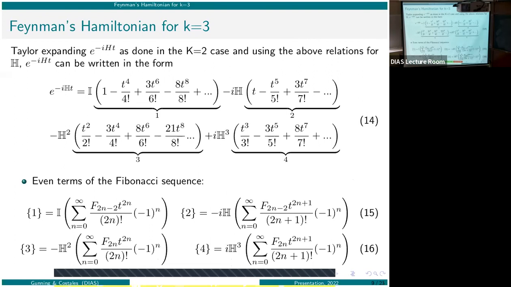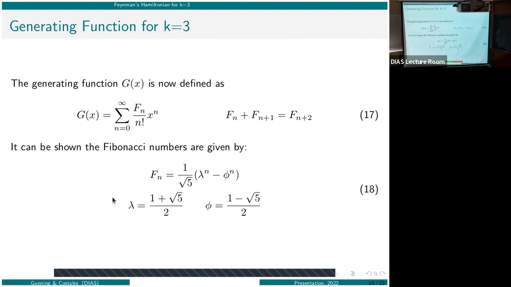We grouped together the terms by the identity matrix, H, H squared, and H cubed. Although they were familiar from the cos and sine Taylor expansions, their coefficients were different. And we actually realized they were the even terms of the Fibonacci sequence, which we were able to then substitute in. However, we wanted to create a general formula whose output would be the numbers of the Fibonacci sequence itself. So we tried to use a generating function to do this.